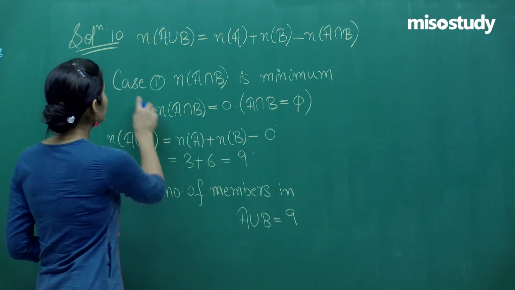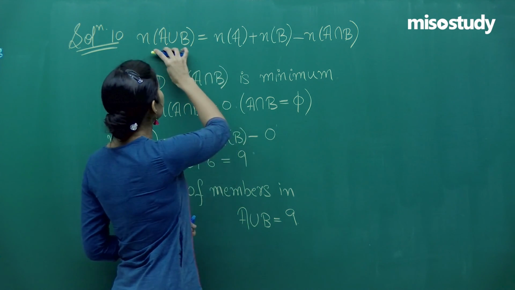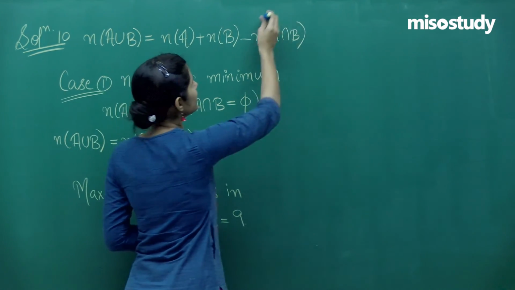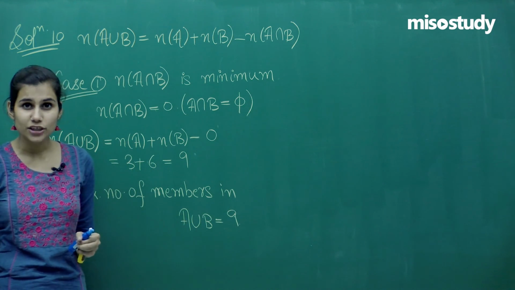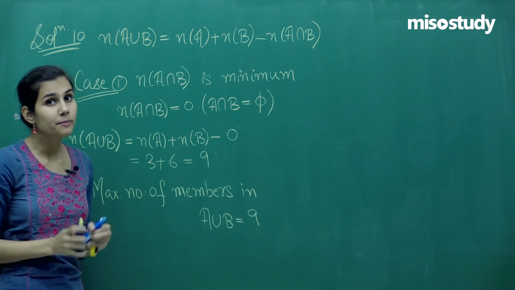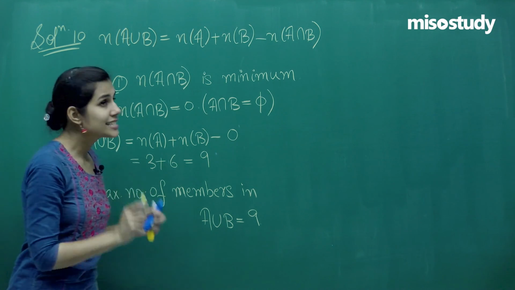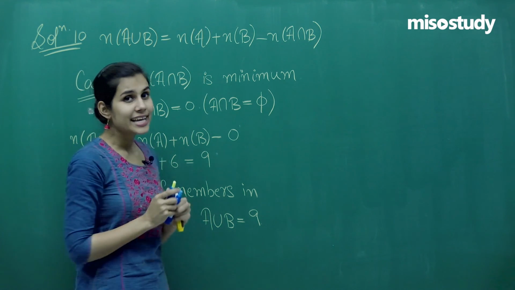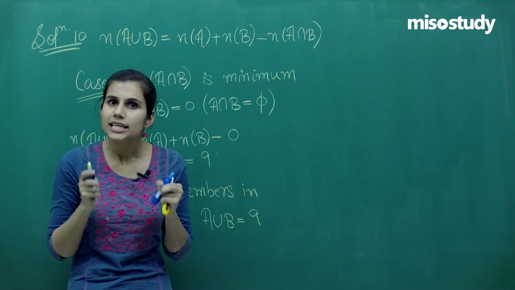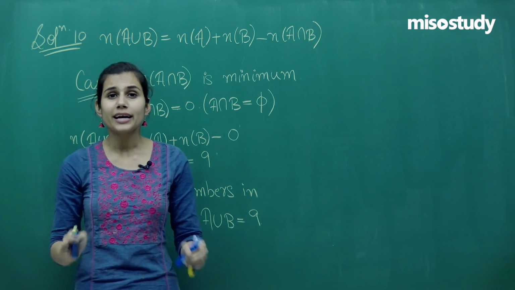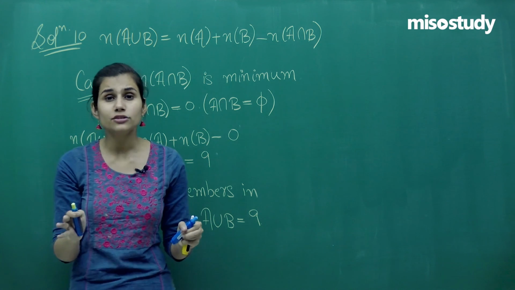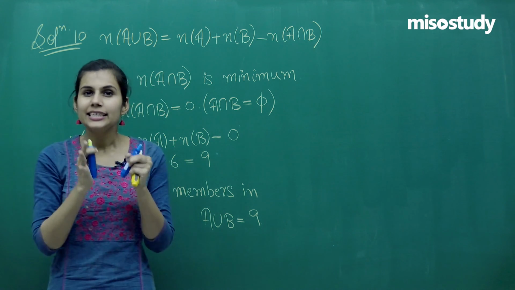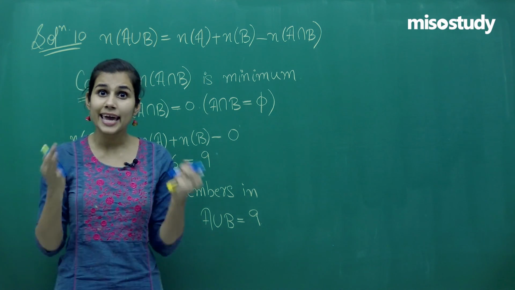Now it is the turn to calculate, after dealing with this case, the minimum number of members in A union B. If I subtract the maximum possibility of the number of members in A intersection B, I am going to get my minimum number of A union B. What is the maximum number of A intersection B? Well, A contains 3 members, B contains 6 members. At most, it can happen that all the 3 members of A are contained in B, in which case the intersection of A and B comes out to be A itself.